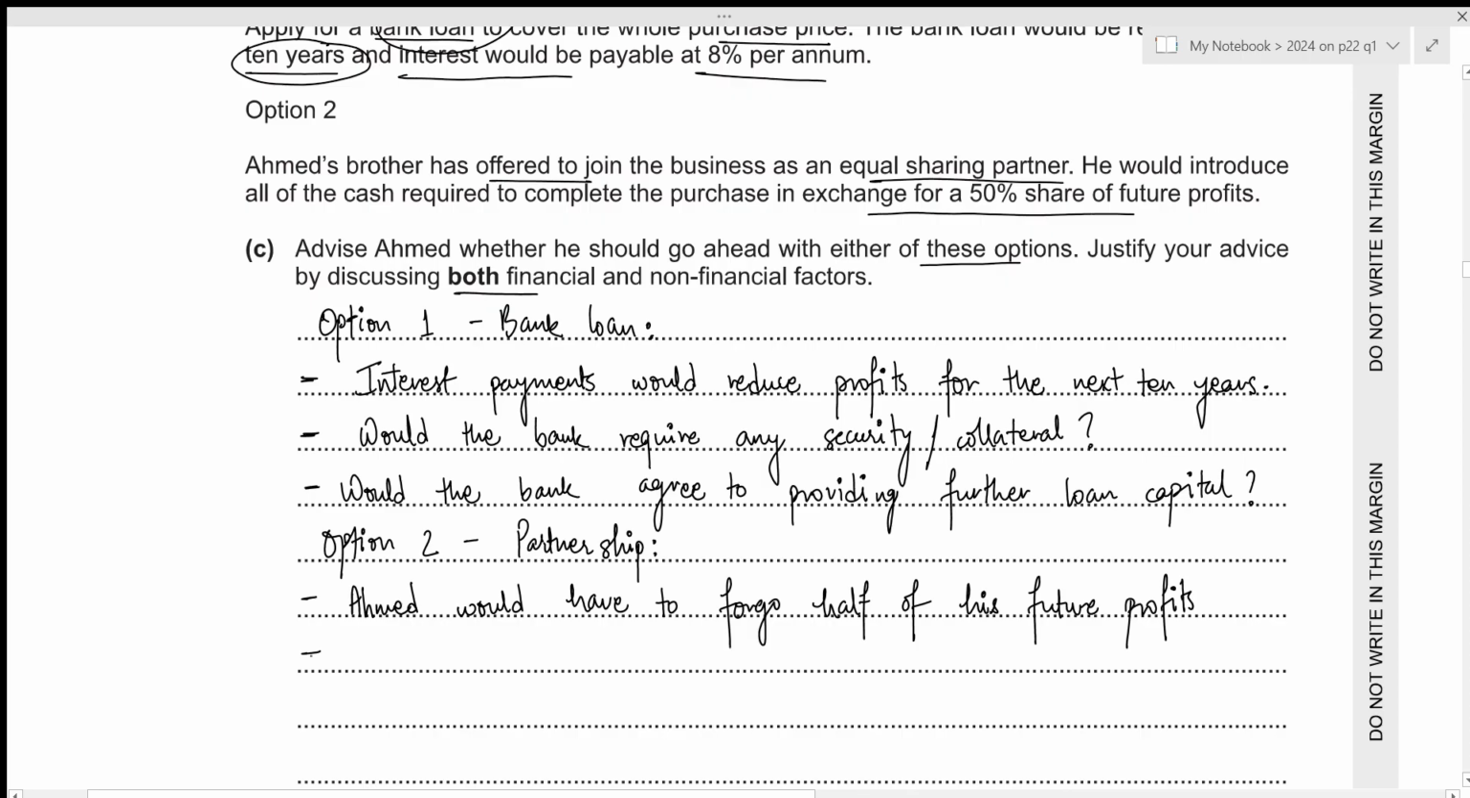Then the second thing that we can write down is that since this is a partnership, we also require some sort of skills or some sort of knowledge from Ahmed's brother. So we can question whether or not Ahmed's brother will add any additional skills or knowledge to the business. Will Ahmed's brother add any additional skills and knowledge to the business?